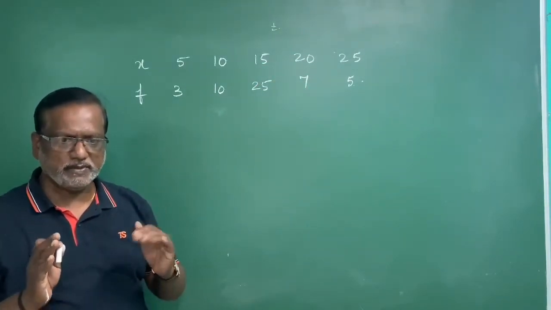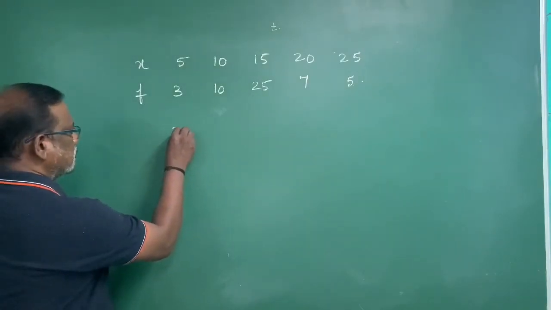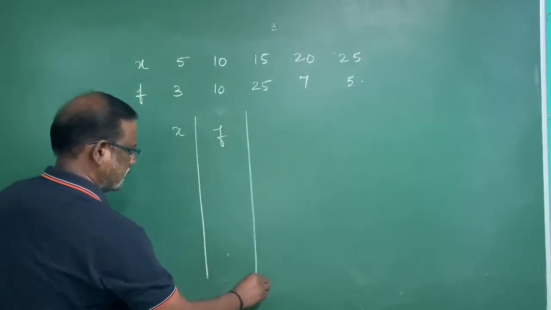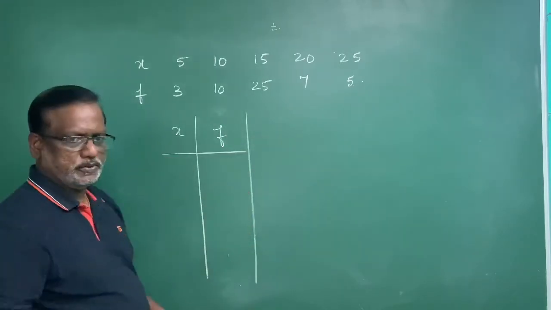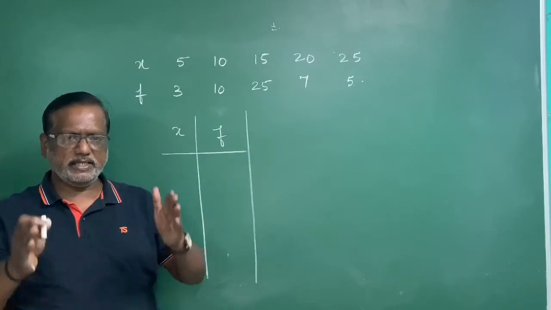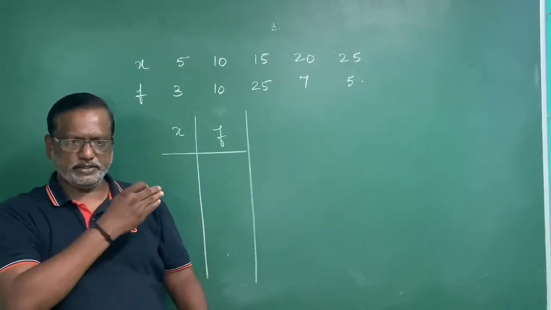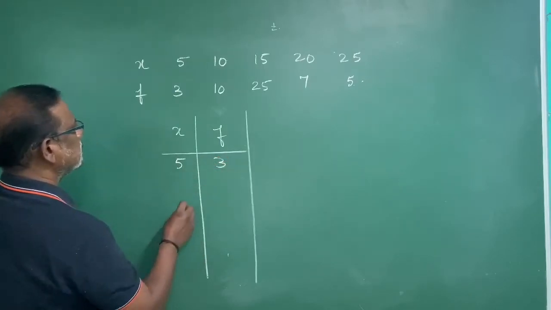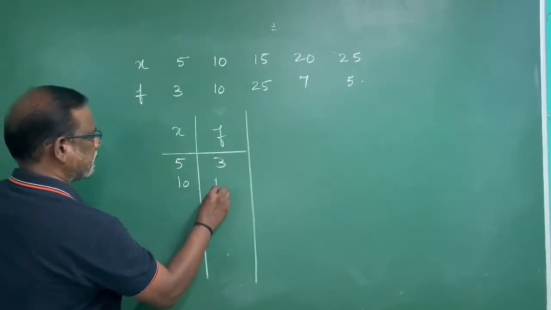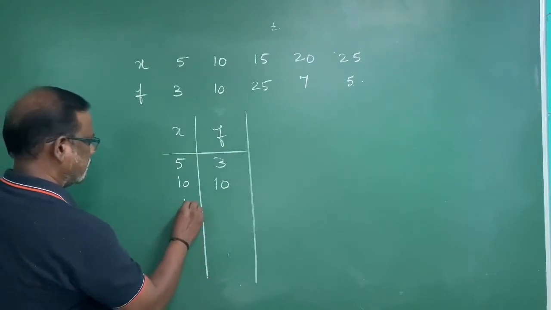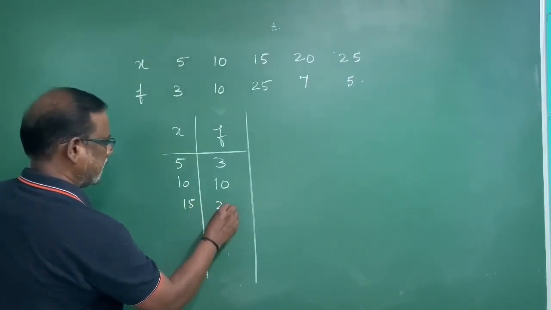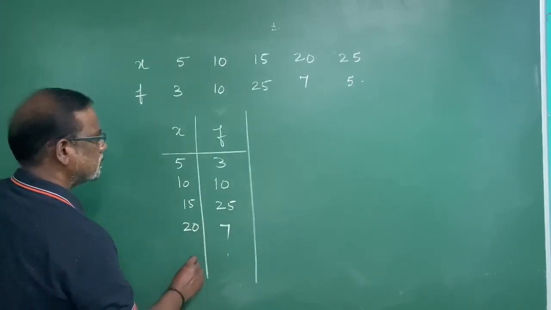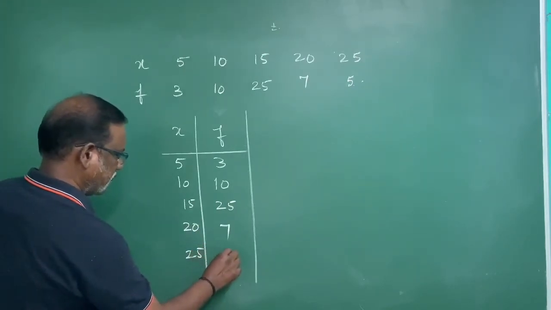So what we have to do? You write the given data in the vertical column as I show here. 5, 3; 10, 10; 15, 25; 20, 7; then 25, 5.